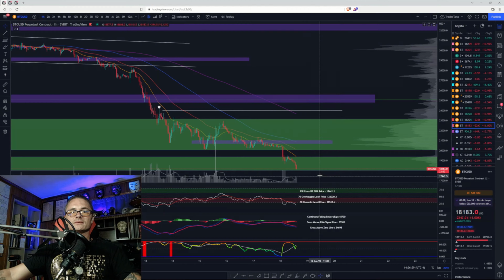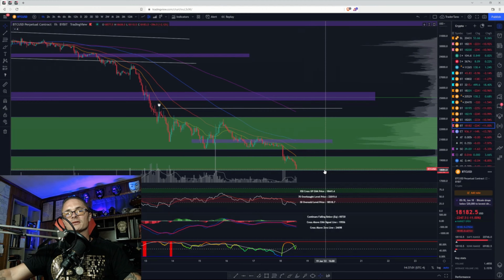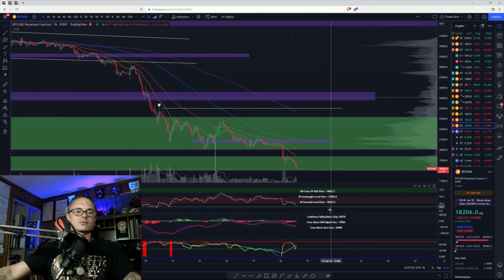All right. Now, does it mean we're just going straight down to 12K from here? We could come down to 18 and then get our bounce. We can still have a bounce. Doesn't mean that we are going to have one, but just because it broke that level doesn't mean it's going straight down to 12K or 16K or whatever levels we're looking at.